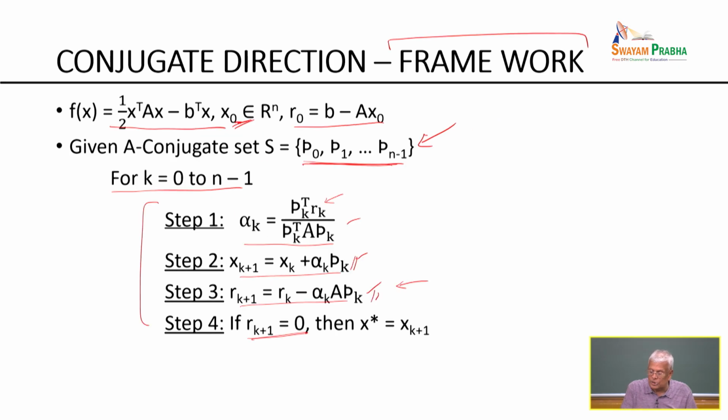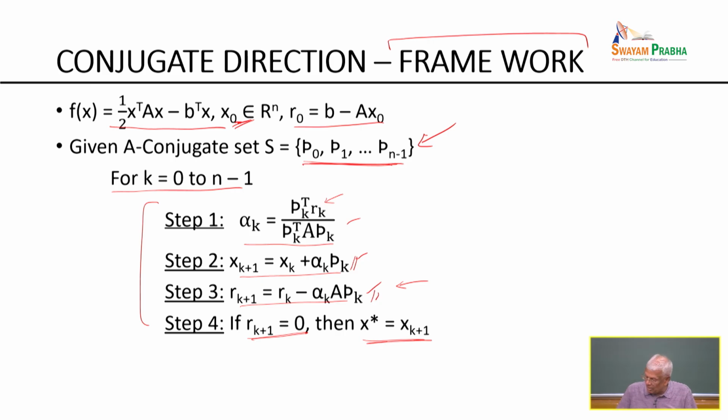If Rk is 0, then x star is equal to xk plus 1, I get out. That is the exit condition. Even though it is a finite loop, I have included an exit condition, because in some problems it can happen. That depends on the structure of the eigenvalues of A.